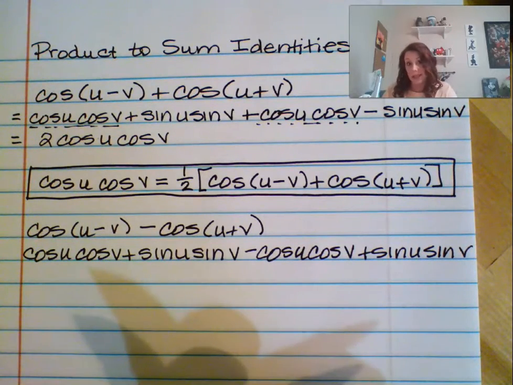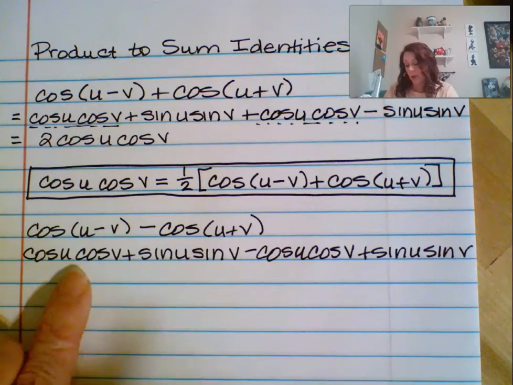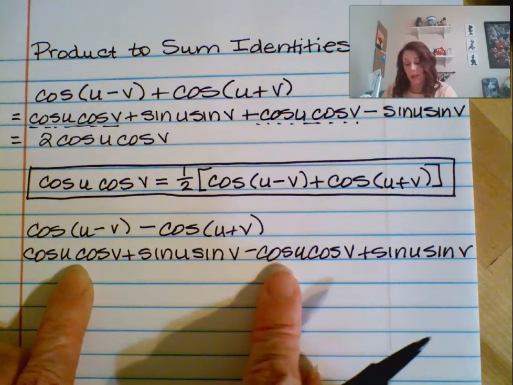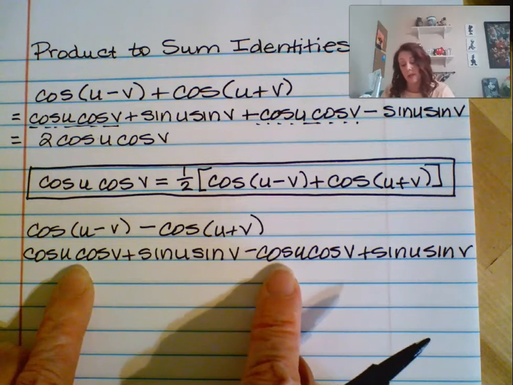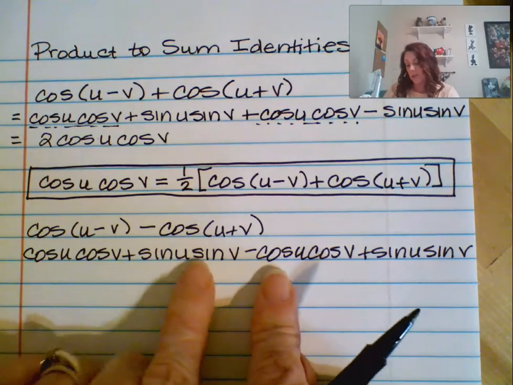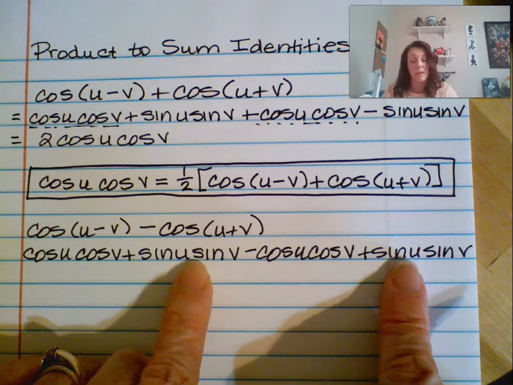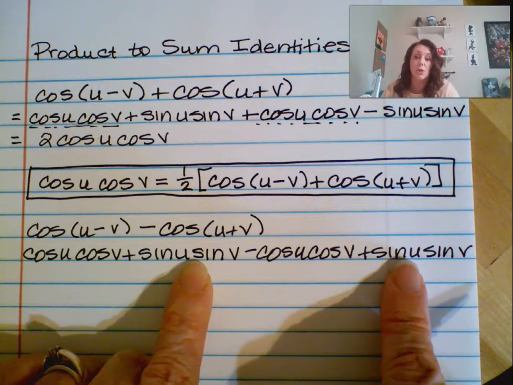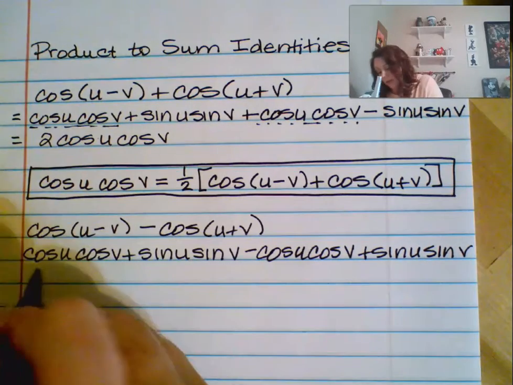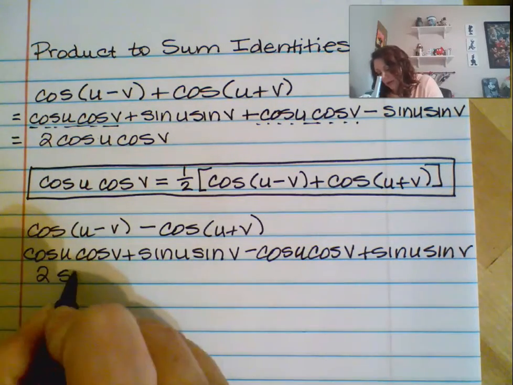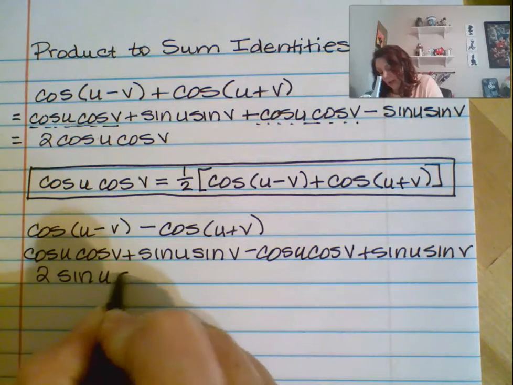Okay, so now let's look and see what terms have canceled out. So here we've got a cosine u cosine v that's positive, and there's one that's negative, which means those two will cancel out. As we look at the two sine quantities, we can see that they have the same factors in those terms. So in this case, the sine of u sine of v plus the sine of u sine of v. There again, we get a 2 sine of u sine of v.